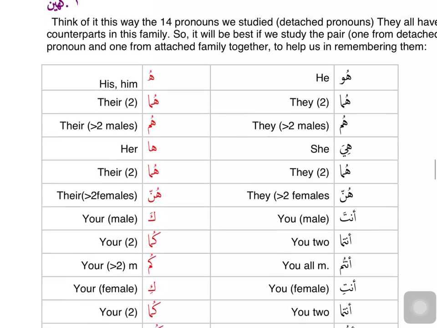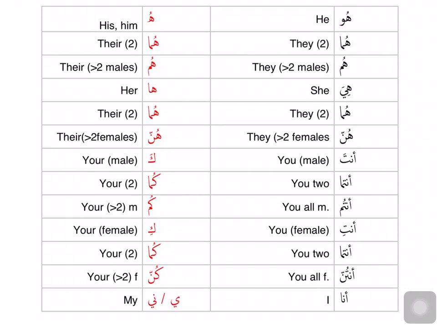So let's look at this chart, inshallah. This shows us the detached pronouns on the right. There are 14 detached pronouns which we will have to memorize. Let's try and go through them. The 14 detached pronouns are huwa, huma, hum, hiya, huma, hunna, anta, antuma, antum, anti, antuma, antunna, ana, nahnu.